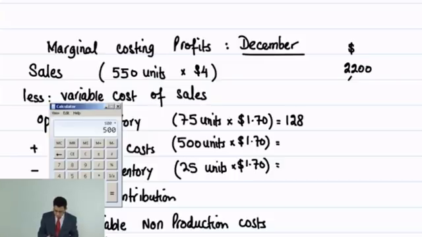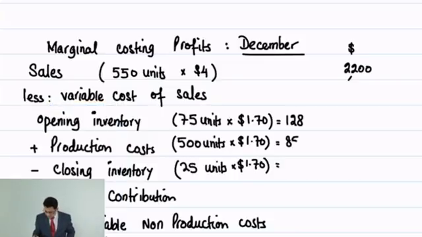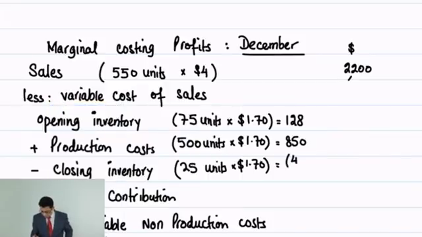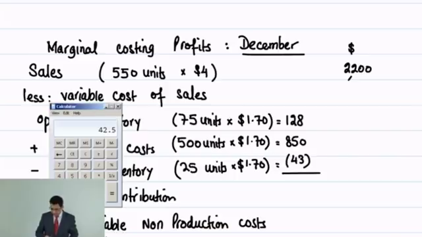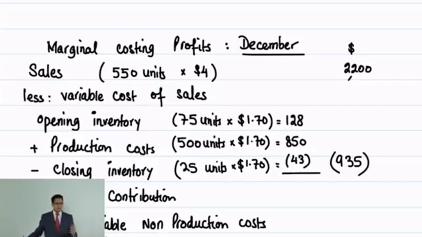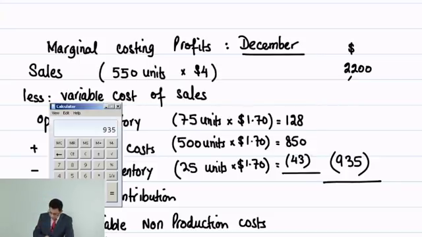Then 500 into 1.7, 850, and closing is 25 into 1.7, which is approximately 43. And that gives us 128 plus 850 minus 43, 935. I'm rounding off some numbers, okay? There are 127.5 or 42.5, so I'm rounding off. So if my final answer is different by 50 cents or $1, it's not because of any error, it's because of the decimal rounding policy. So please don't worry about that much. CIMA leaves a range, so if it's slightly plus or minus, it's perfectly okay.